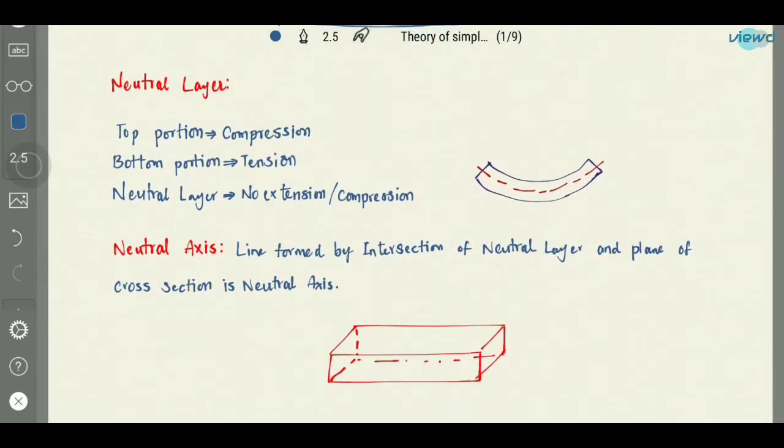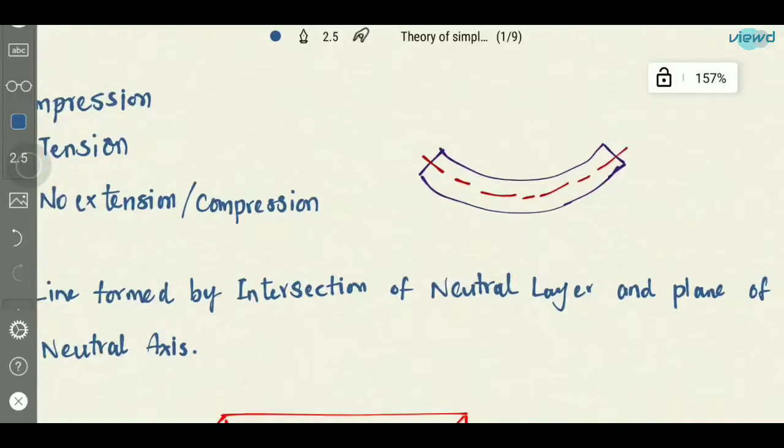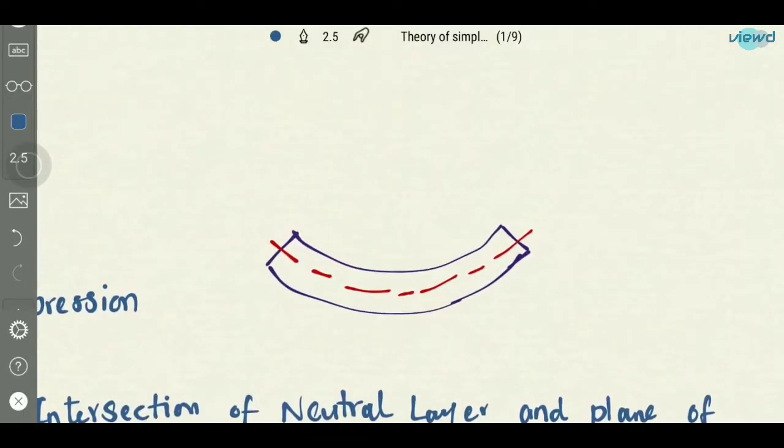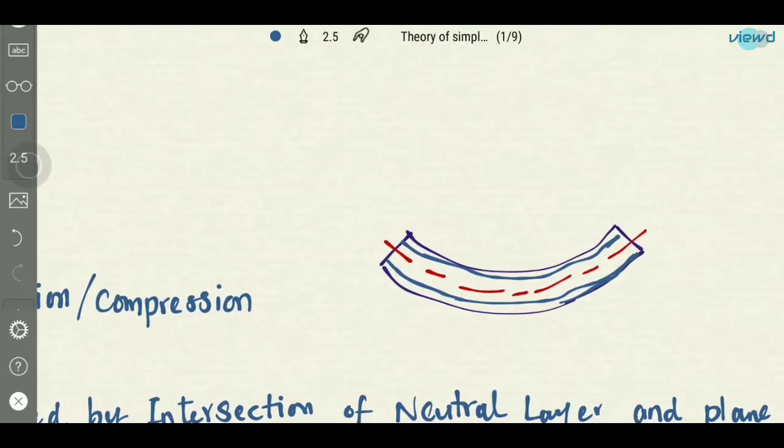And some terminology is present while analyzing the simple bending concept. So let us see that now. First is neutral layer. If the beam is bent in this way, the top layers are under compression, and these bottom layers are under tension. The layers below this neutral layer will be under tension, and layers above this neutral layer will be under compression.